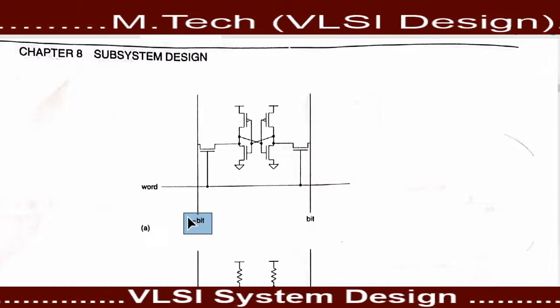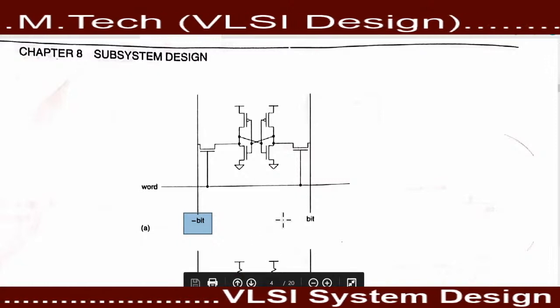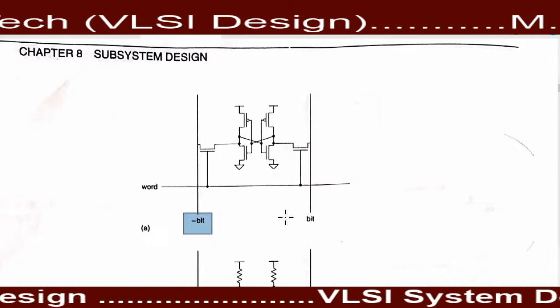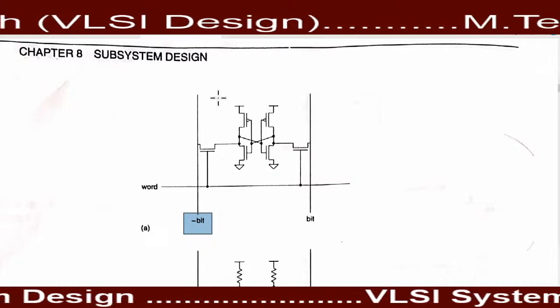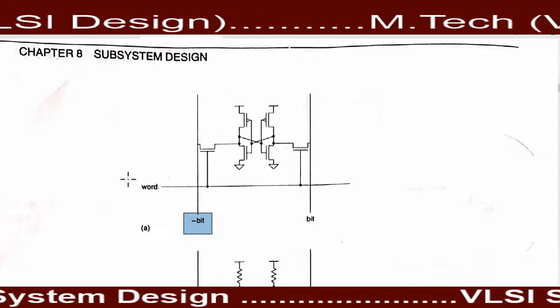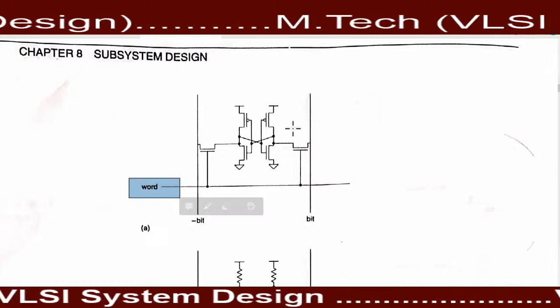Okay, by using this bit line, we can take the output from the memory. And for accessing this memory, we use this word line. So by using this word line we can access the data.